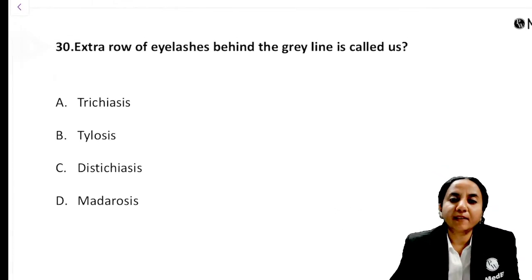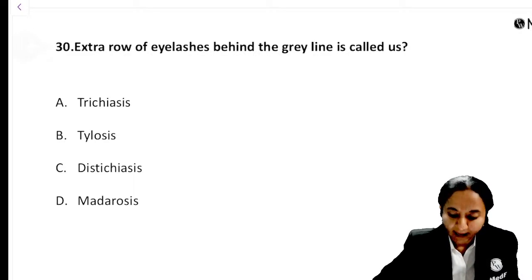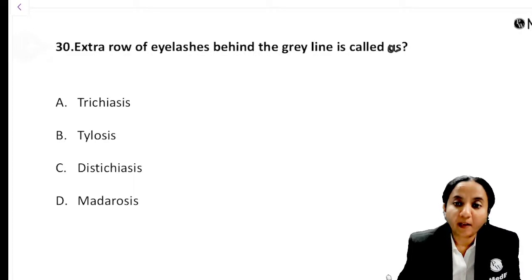Next question. Very, very simple question. Extra row of eyelashes behind the gray line is called as? Everybody should be able to answer this.